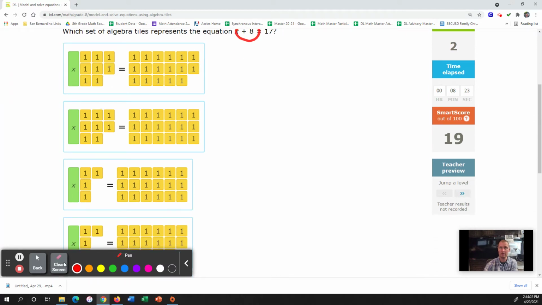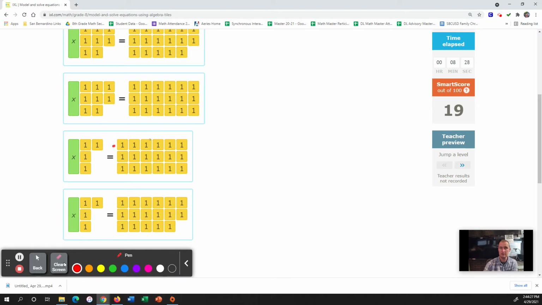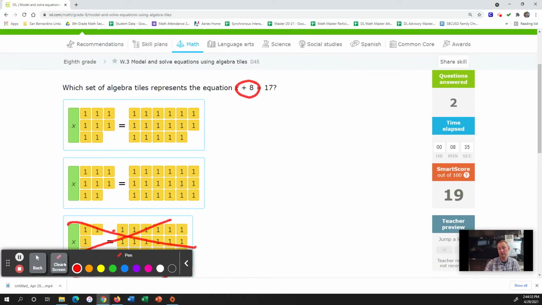So the first one we have 8. The second one we have 8. The third one we only have 4, so automatically out. And the last one we only have 4 on the left side as well. So now we're 50-50 choice. On the right side, we're going to check for 17 tiles.